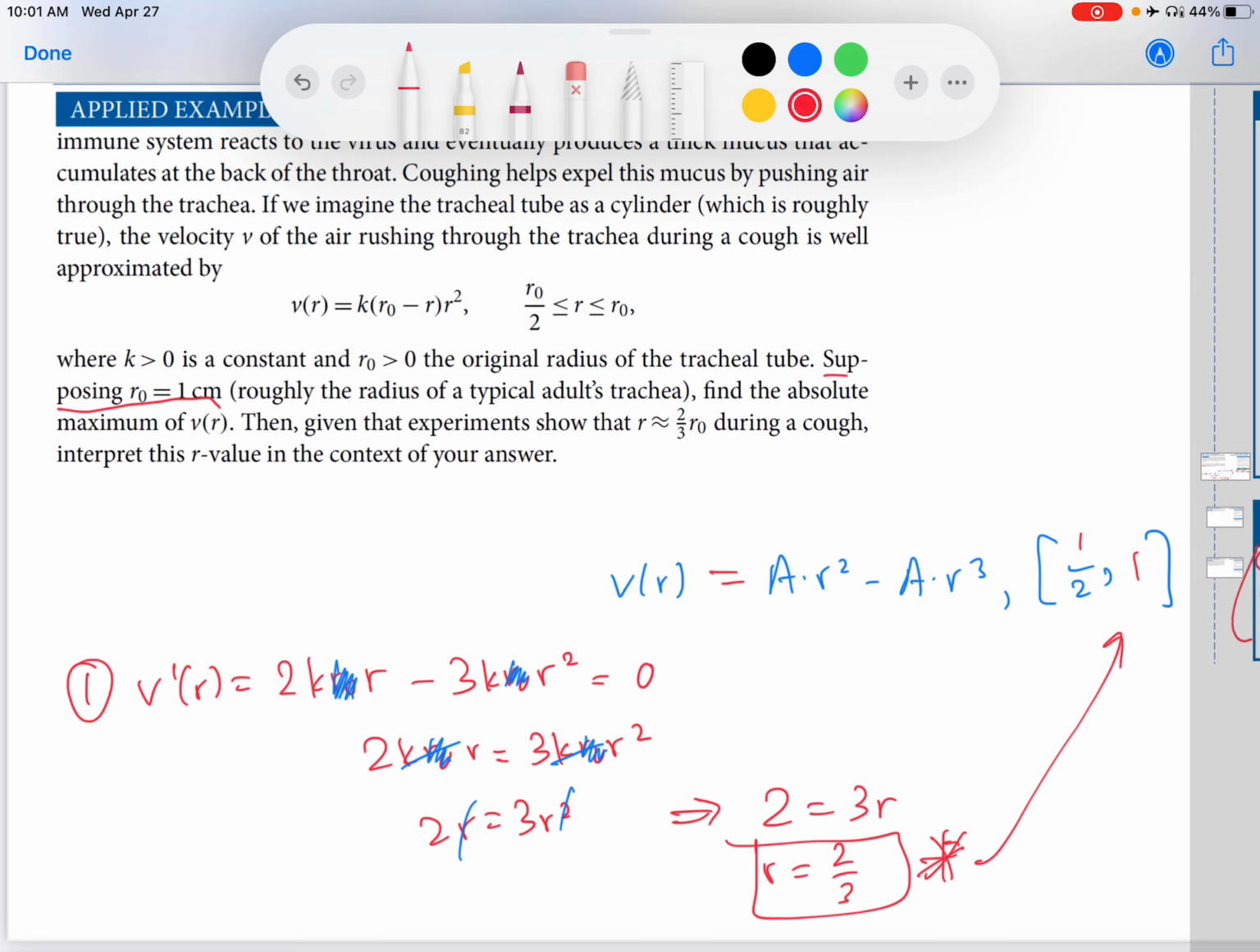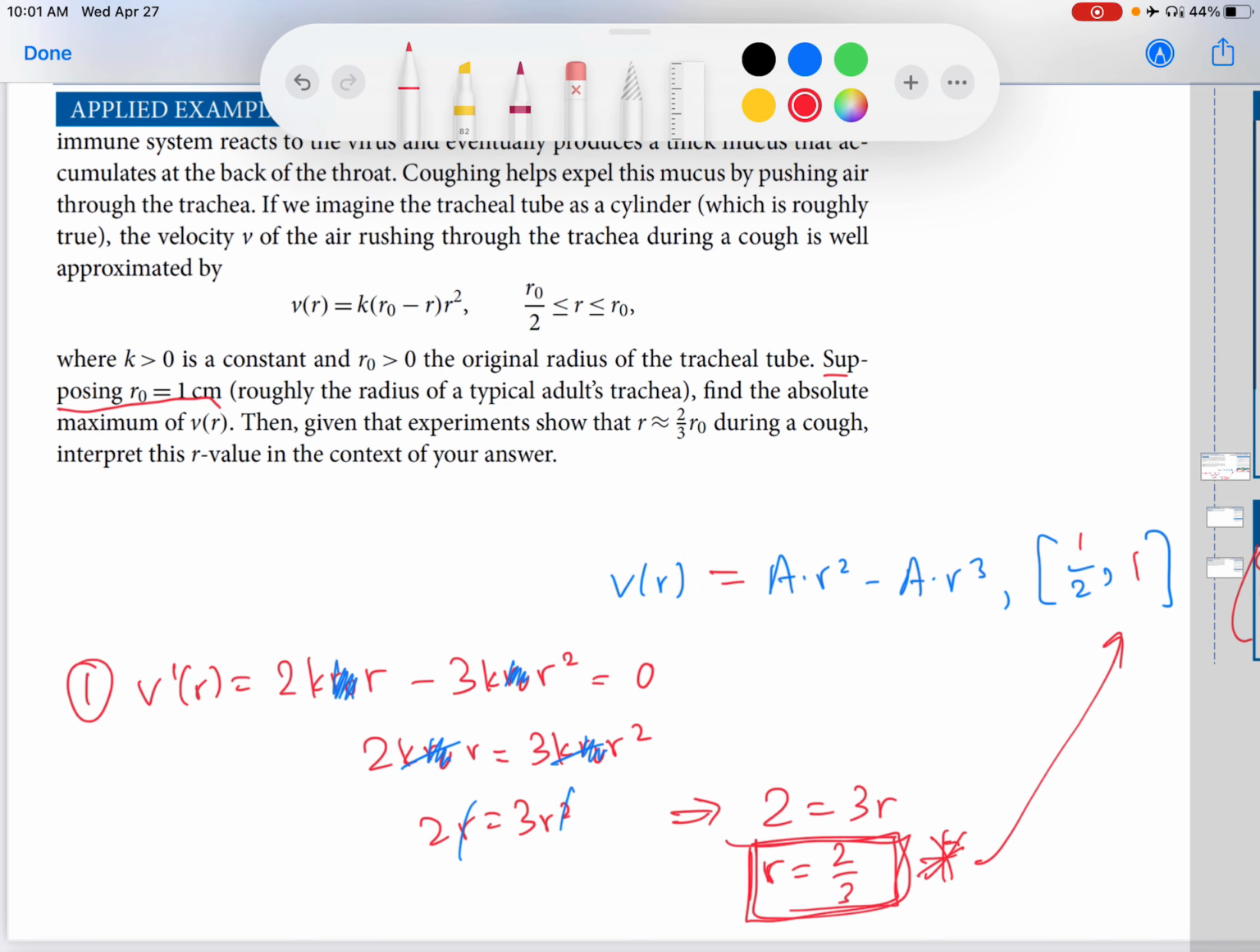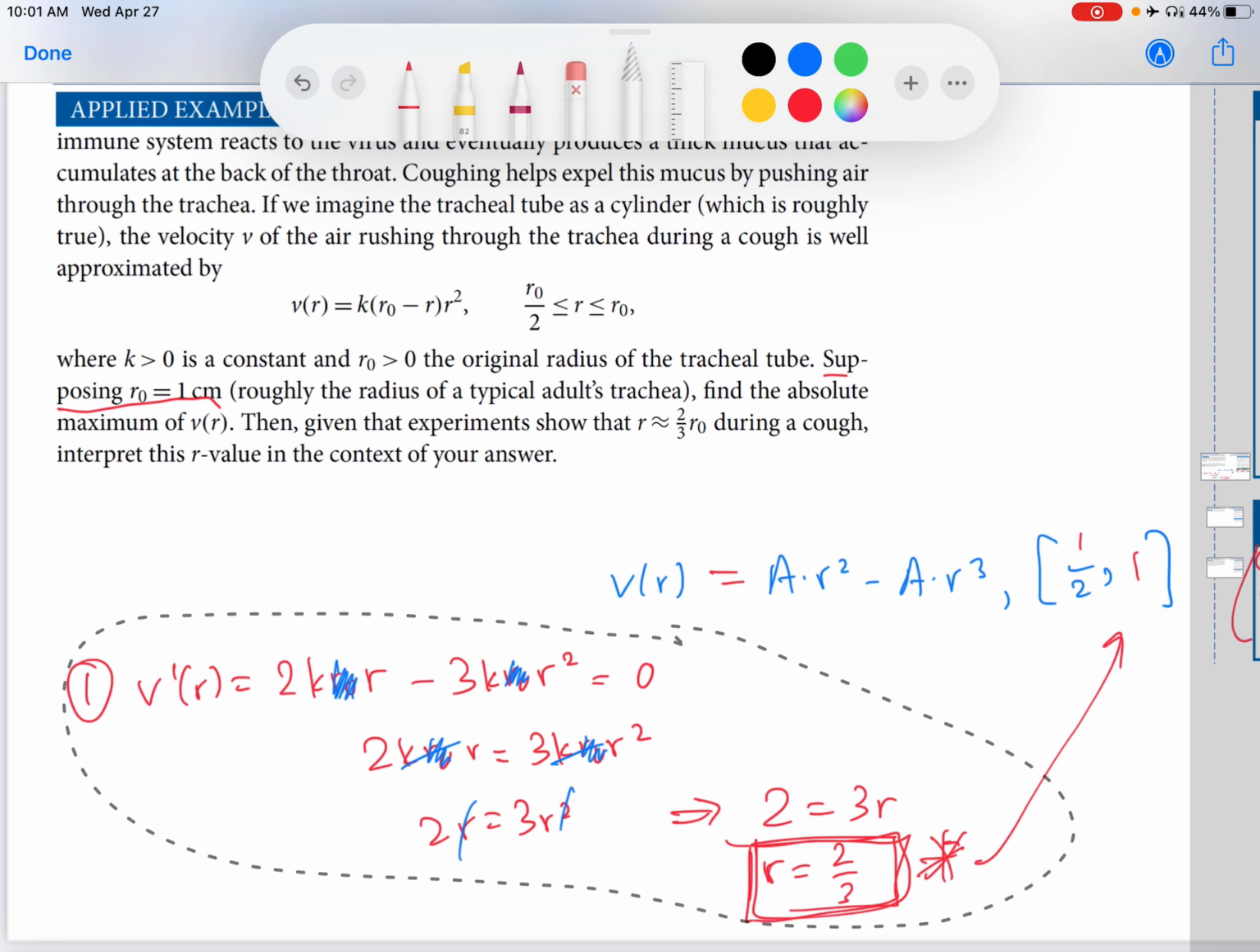And so the question is, is this critical number in the interval? And the answer is yes. It is between 1/2 and 1. If it weren't, by the way, then you would throw it out, right? We do not want to continue in this procedure with a critical number that is outside the interval, because that is not the interval of interest. Great, so we have our critical number, and then step number 2, I'm going to find the critical value.